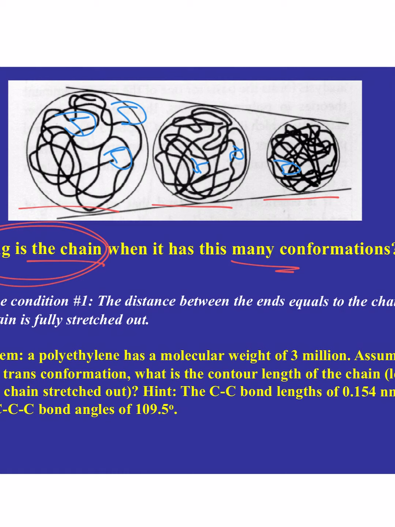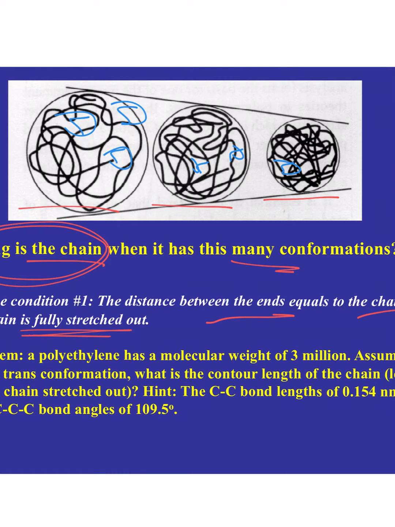And there's a couple of ways of looking at it. We'll use 2 extremes to try to illustrate the case. And this is the one that we know the chains absolutely do not like. The distance between the ends equals the chain length if the chain is fully stretched out. All right, so ignore everything and just stretch that chain out until it's absolutely, totally aligned.